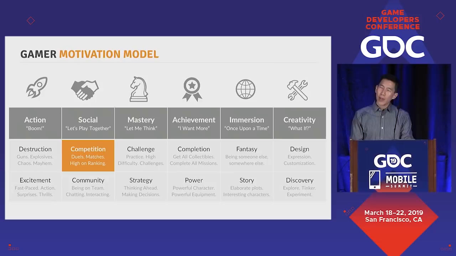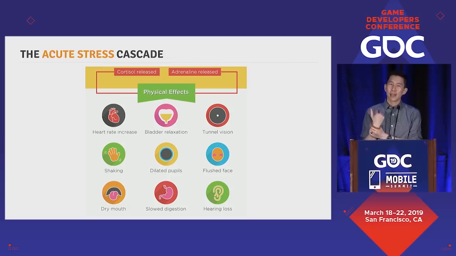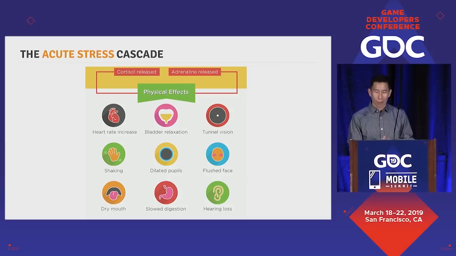We're moving on to competition, the other motivation under the social pair. One of the things I've noticed about my own gaming preferences is that I like the strategic gameplay of CCGs, collectible card games like Hearthstone, but I dislike the emotional state playing against another player puts me in. It took me a while to realize that that emotional state is an acute stress cascade, what we typically call the fight or flight response. So anxiety triggers this response, regardless of whether it's a real bear or a virtual bear.